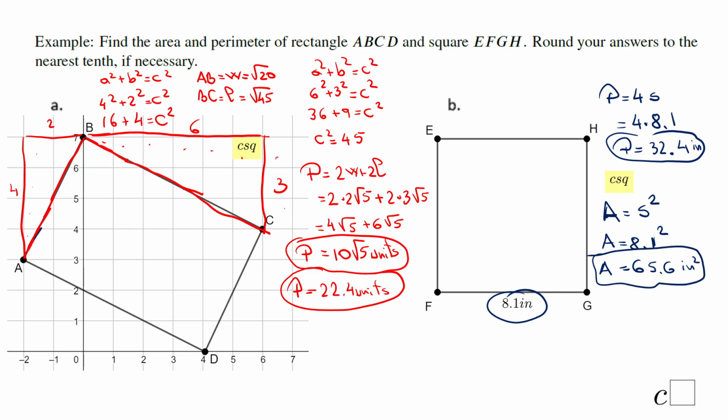And let me go back to A. I think I forgot the area here, right? So back to A, the area, that will be interesting. It's length times width. So in this case, let's use this simplified form, 2 square root of 5 times 3 square root of 5. So what is that? That will be 6. 2 times 3 is 6, and square root of 5 times square root of 5 is 5. It is 30 square units.